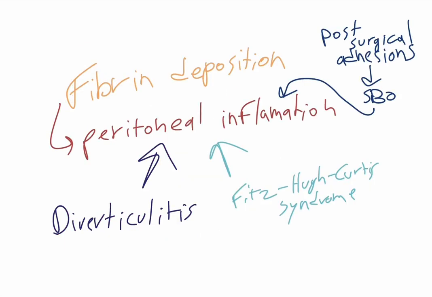So just a quick recap regarding fibrin on the liver capsule. It can be seen in any of the conditions involving peritoneal inflammation, such as diverticulitis, Fitz-Hugh-Curtis, and post-surgical adhesions leading to small bowel obstruction. All right, that's it for this one. Go crush it.